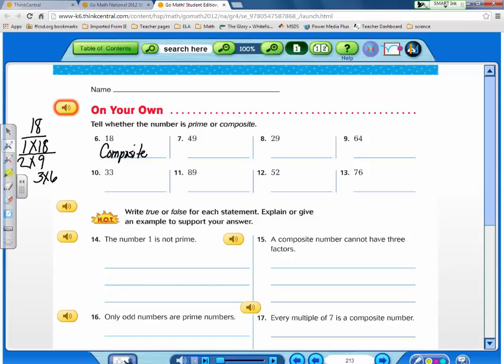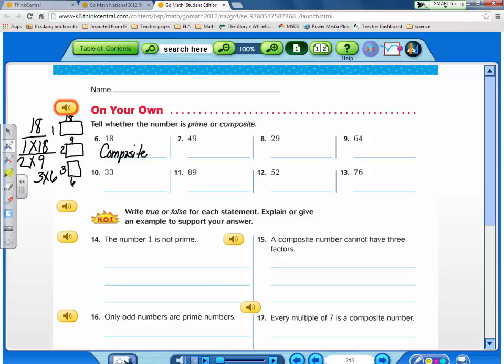The other way we could do it is we could come up with as many pictures as we could draw, or arrays, that give us 18. We could do a 1 by 18 array. We could do a 2 by 9 array. Or we could do a 3 by 6 array. And since we could do all those different arrays, we would know that that's a composite number.